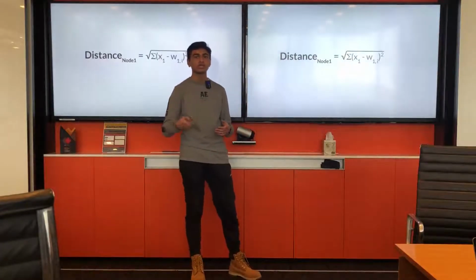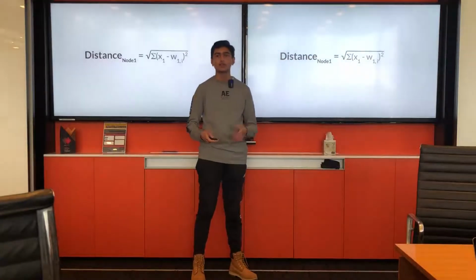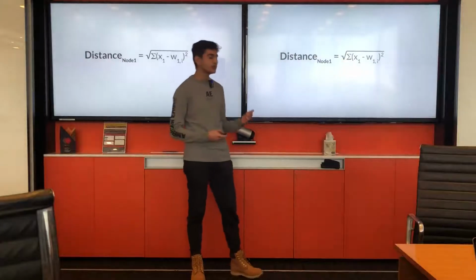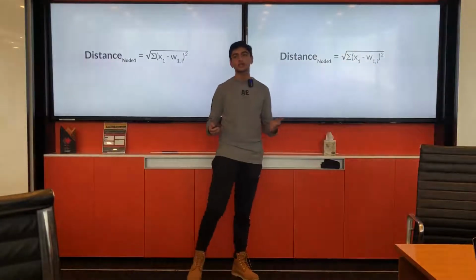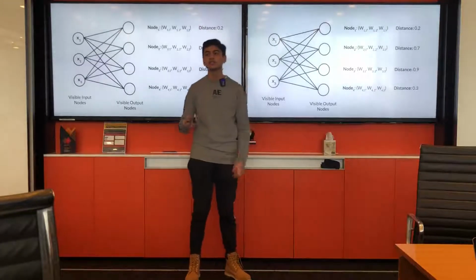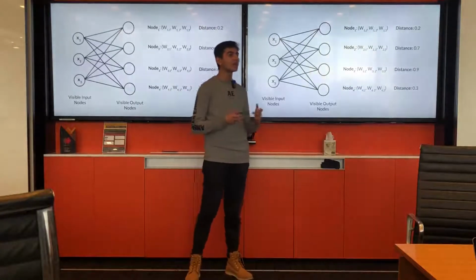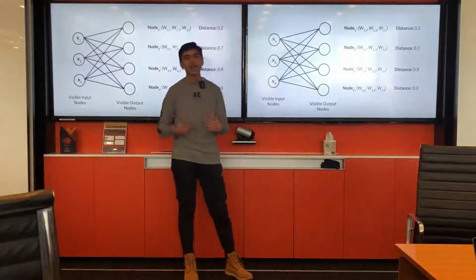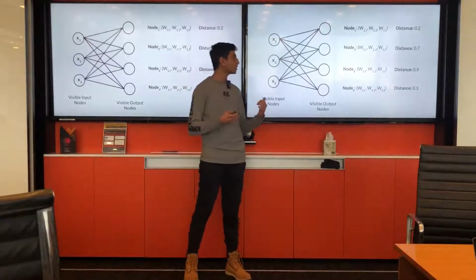Then we can square them each time, add up all their sums together, and take the square root of that total sum. I know that's pretty complicated, but just bear with me here. Okay, now we found the total distance, we found each distance. And now we choose the one with the shortest distance.